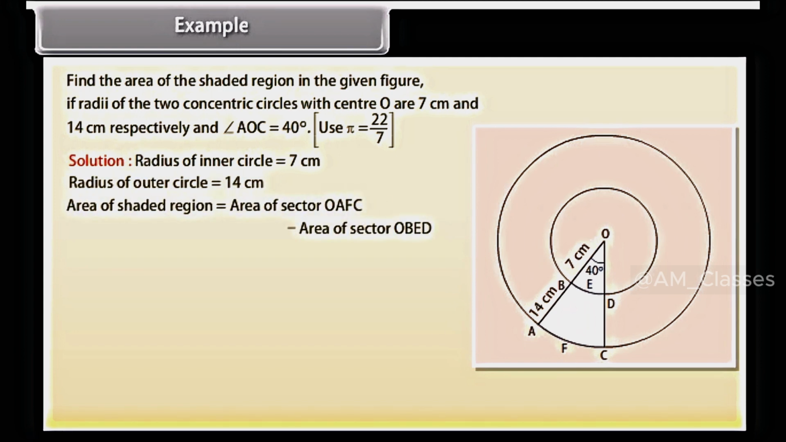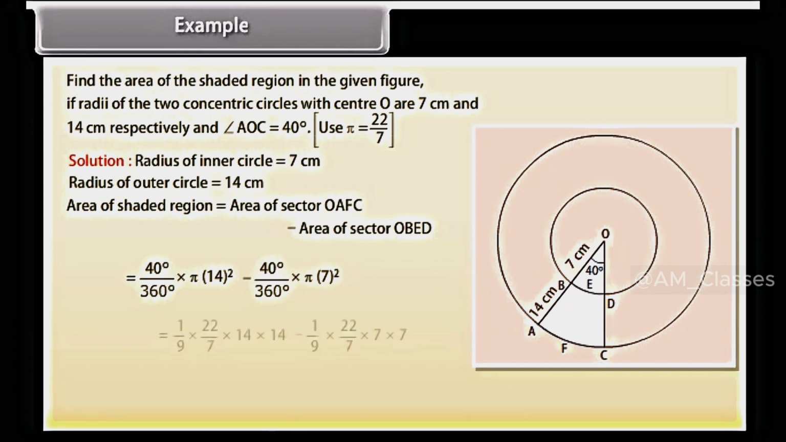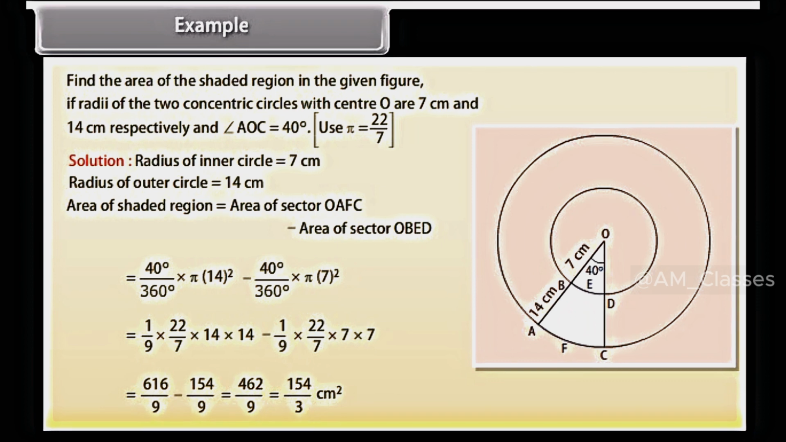Area of shaded region is equal to area of sector OAFC minus area of sector OBET, which is 40 degrees upon 360 degrees into pi into 14 square minus 40 degrees upon 360 degrees into pi into 7 square. Now by substitution and calculation of the values we get area of shaded region is 154 upon 3 centimeters square.